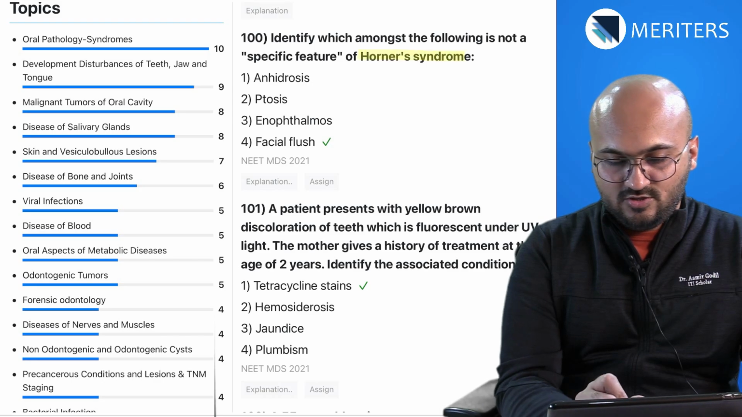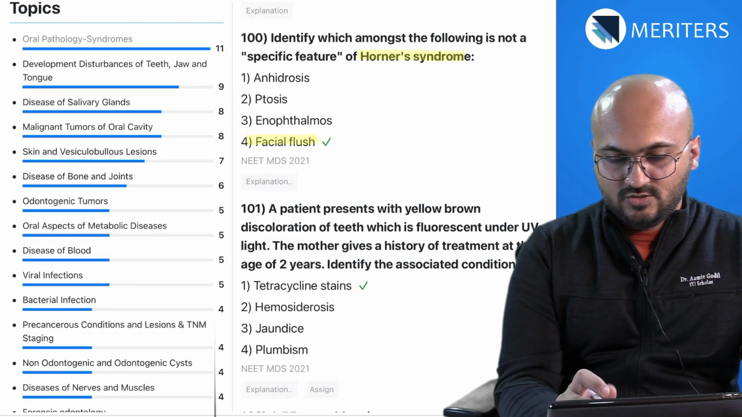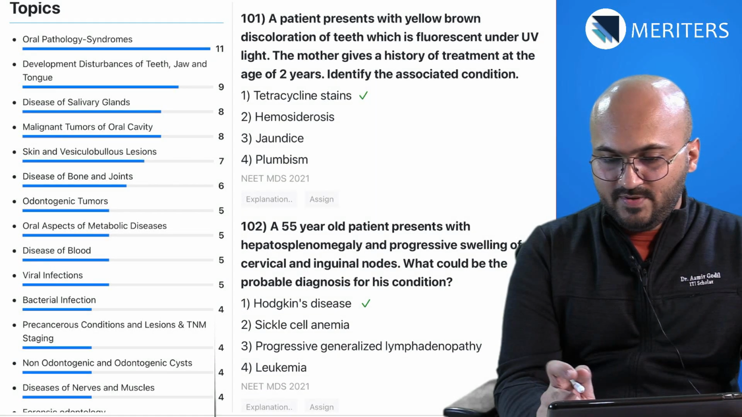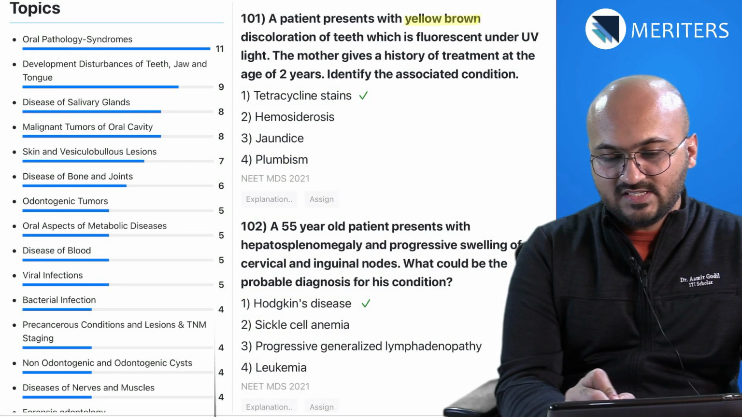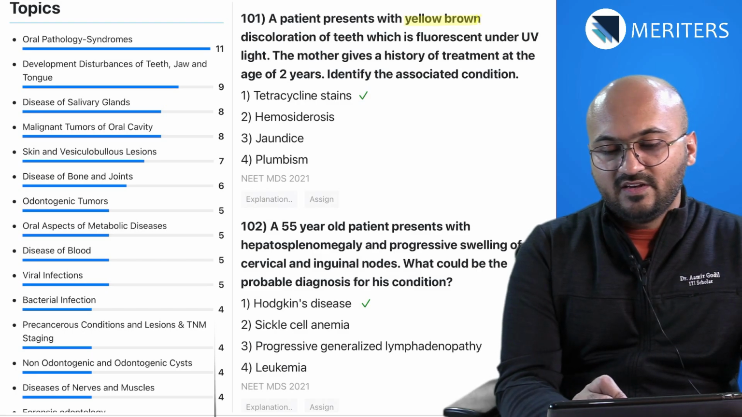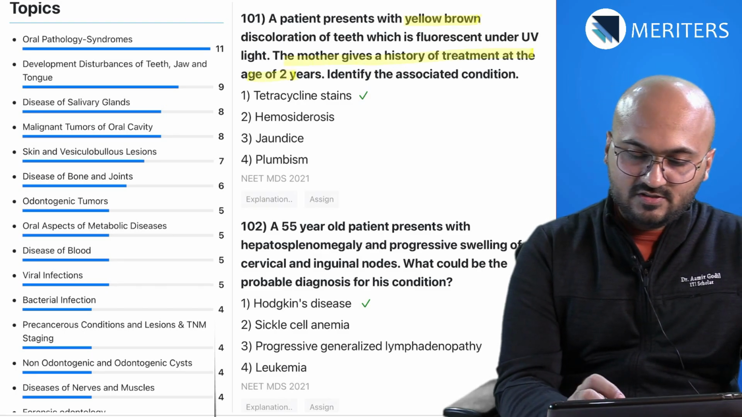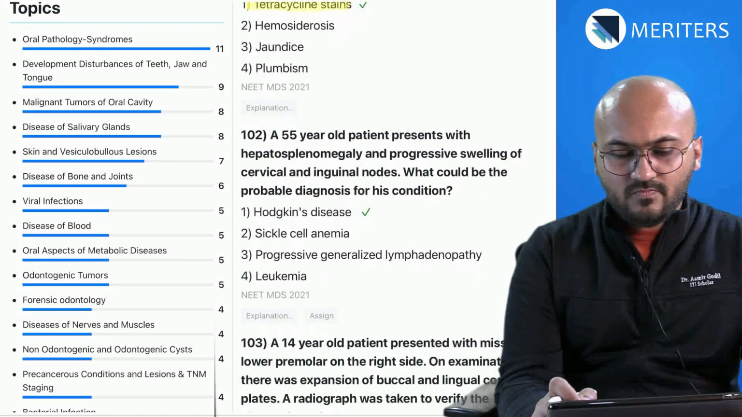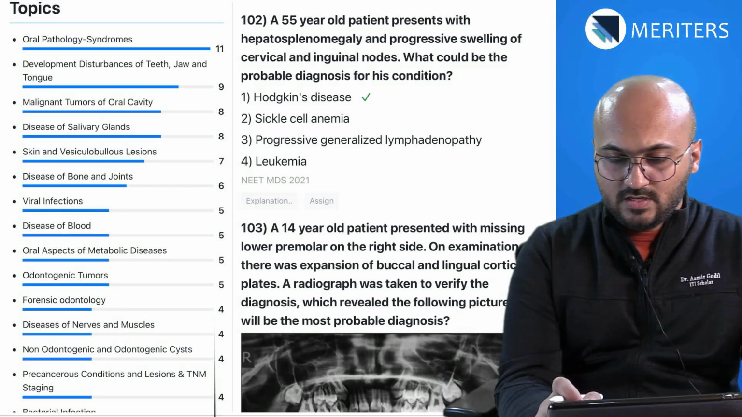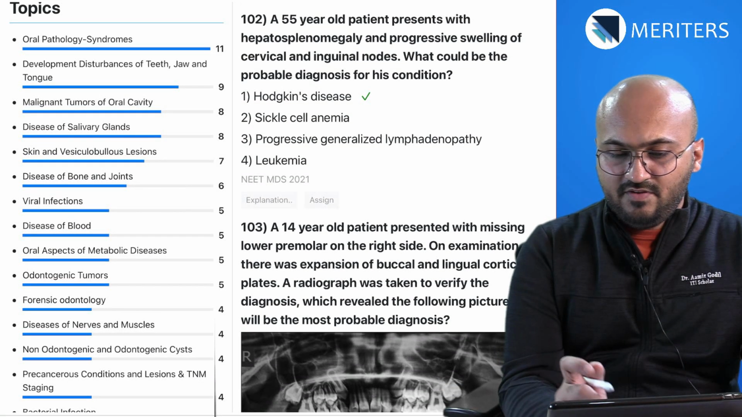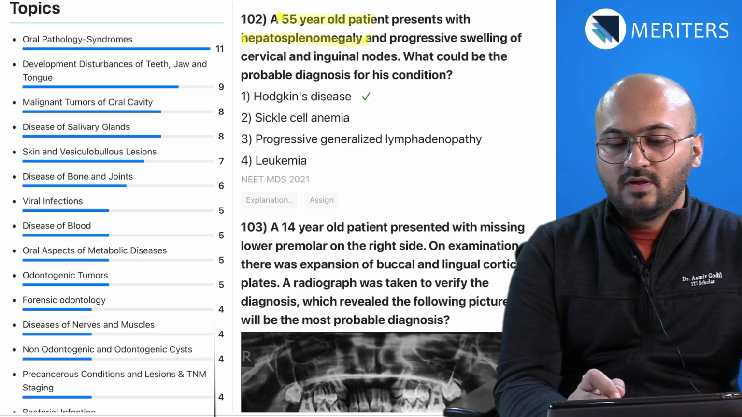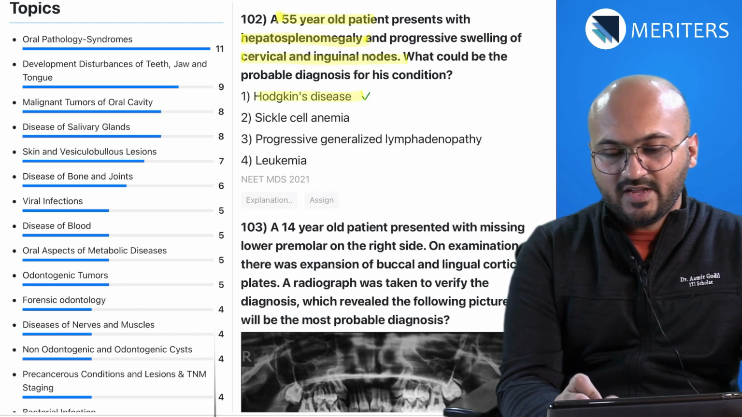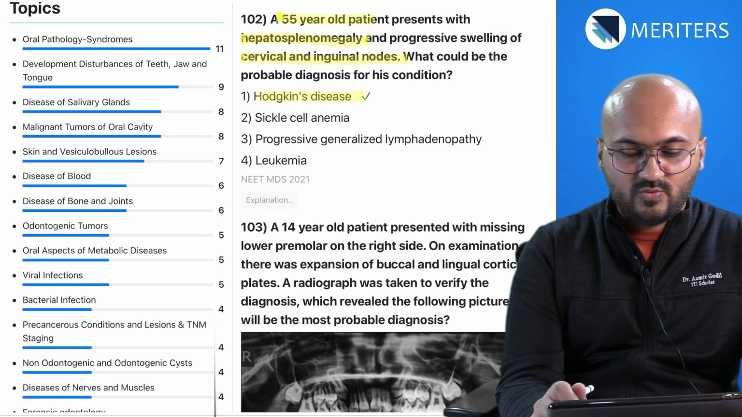Specific feature of Horner's syndrome. So all three except one. Then patient presenting with yellow-brown discoloration of teeth, and the mother gives a history of treatment at the age of 2 years. So teratogenic nature of tetracyclines. Chemical injury. Then we have hepatosplenomegaly in a 55-year-old patient and Hodgkin's lymphoma because the cervical and inguinal nodes are progressively swelling.